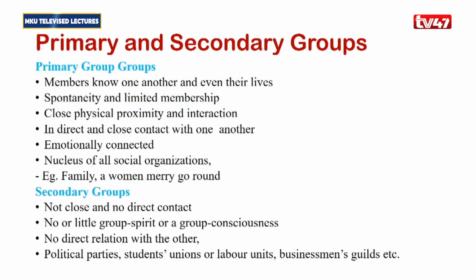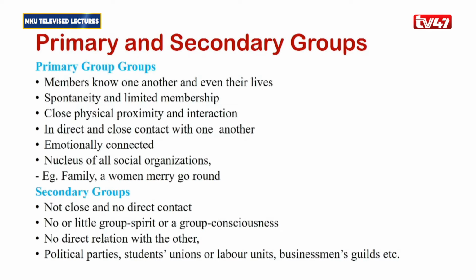We have close physical proximity and regular interaction. The group might probably be living in one particular area, with a background of physical proximity. They are in direct and close contact with one another. They are emotionally connected. The nucleus of social organization. A family, a women's merry-go-round, a social gathering, or a group of young people in rural areas can constitute what we call primary groups.